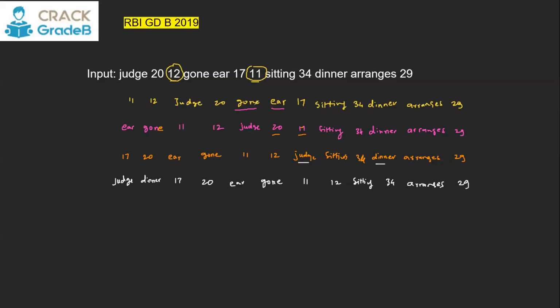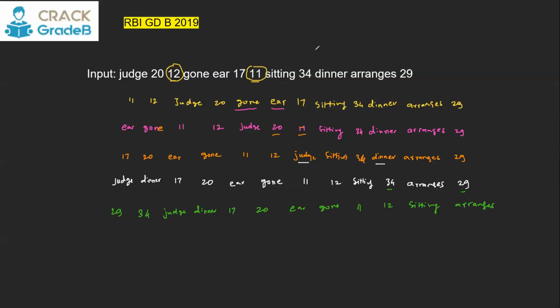Then it is the turn of the numbers. So the numbers are 29 and 34. So 29, 34 appear here. Judge, dinner, 17, 20, year, gone, 11, 12, sitting, and arranges.